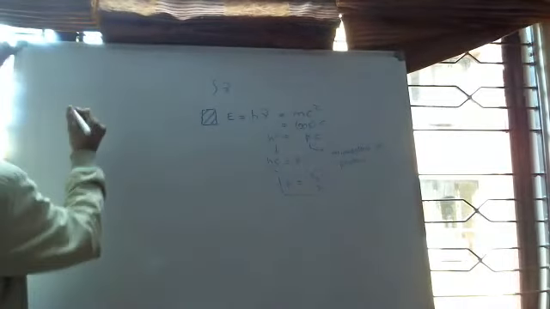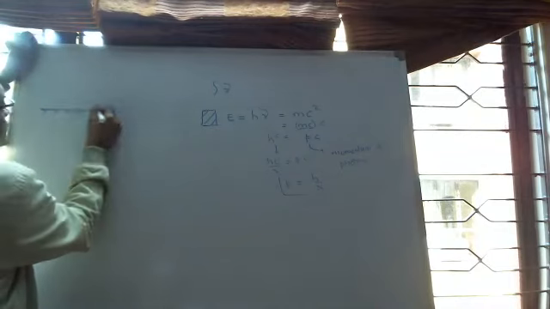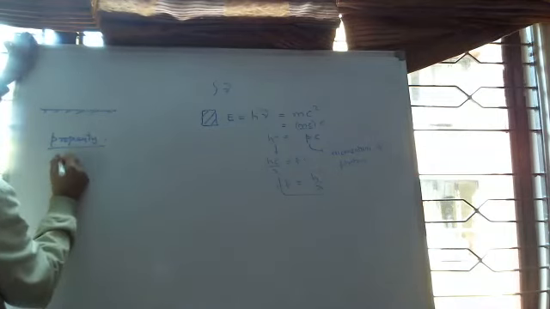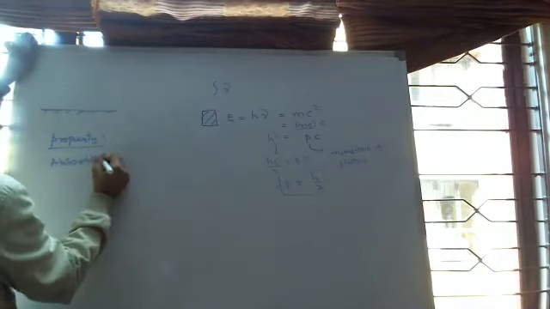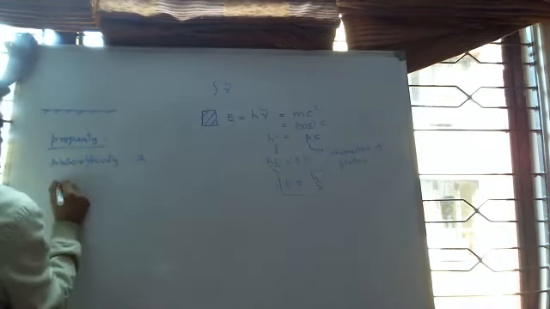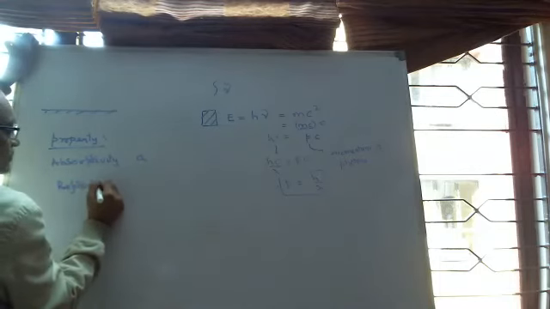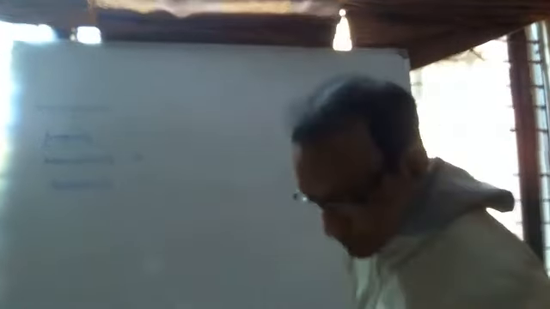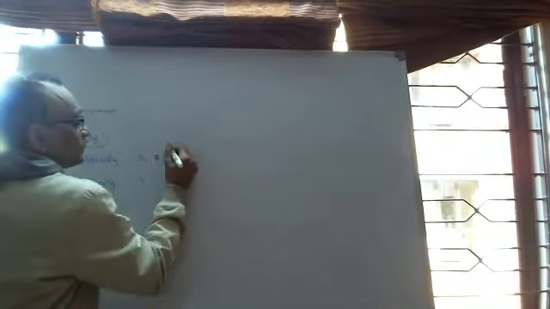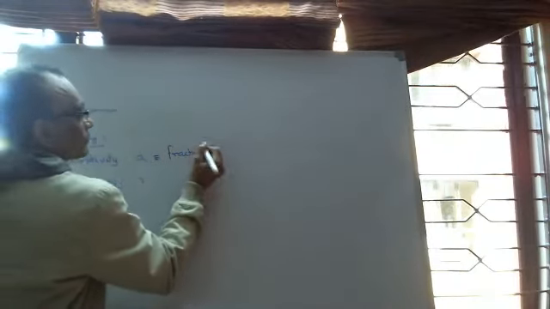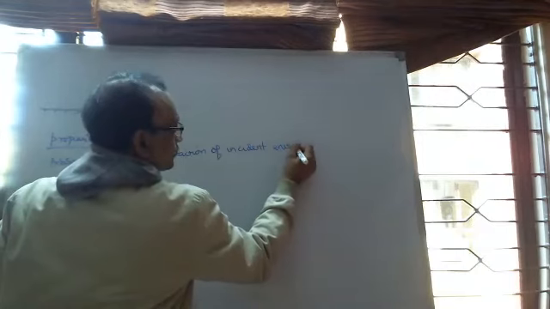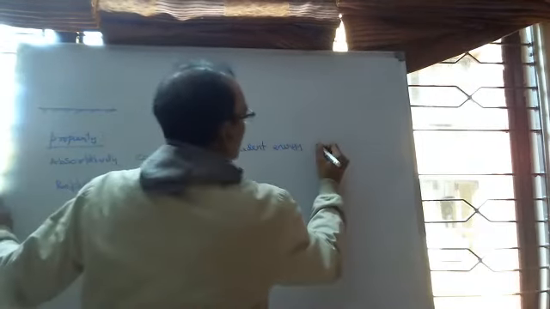In general, every surface has a property which is like absorptivity, A, and reflectivity, R. Absorptivity refers to the fraction of incident energy absorbed.